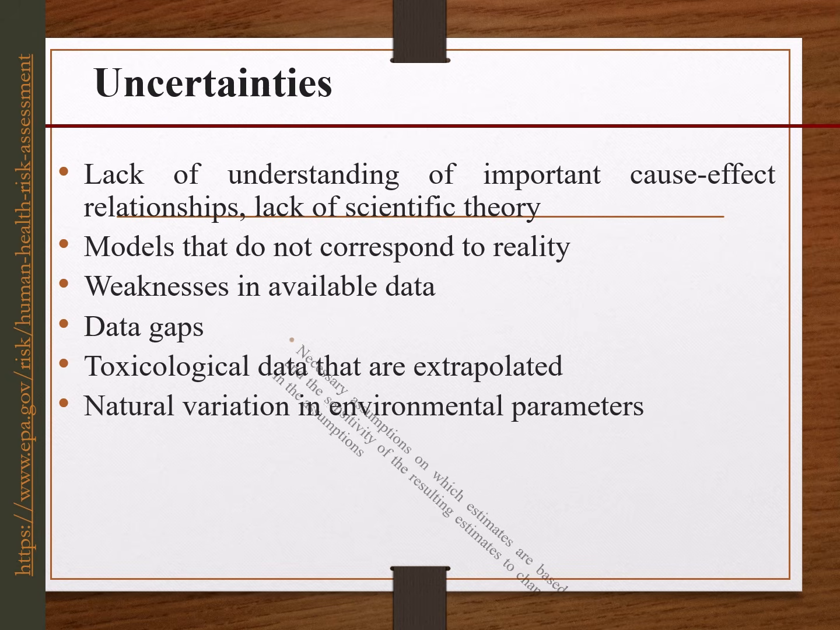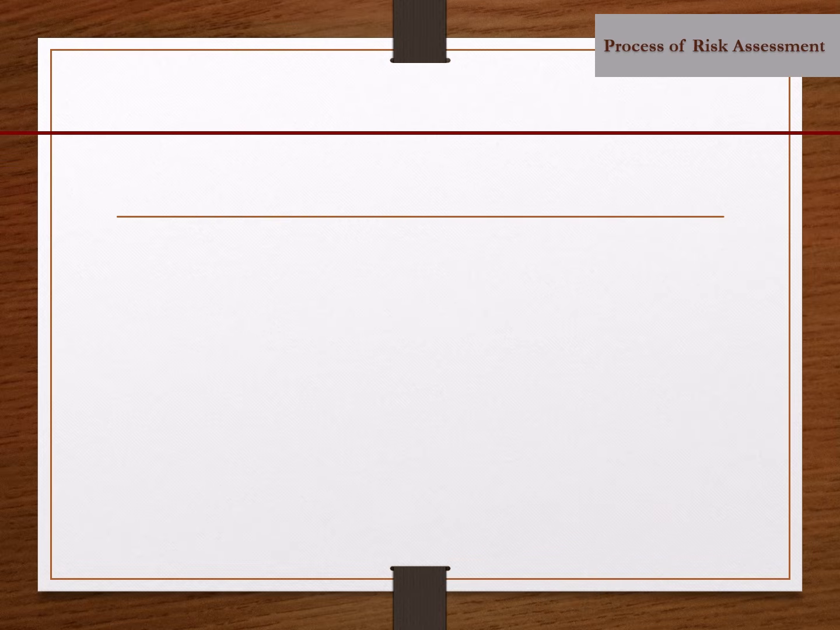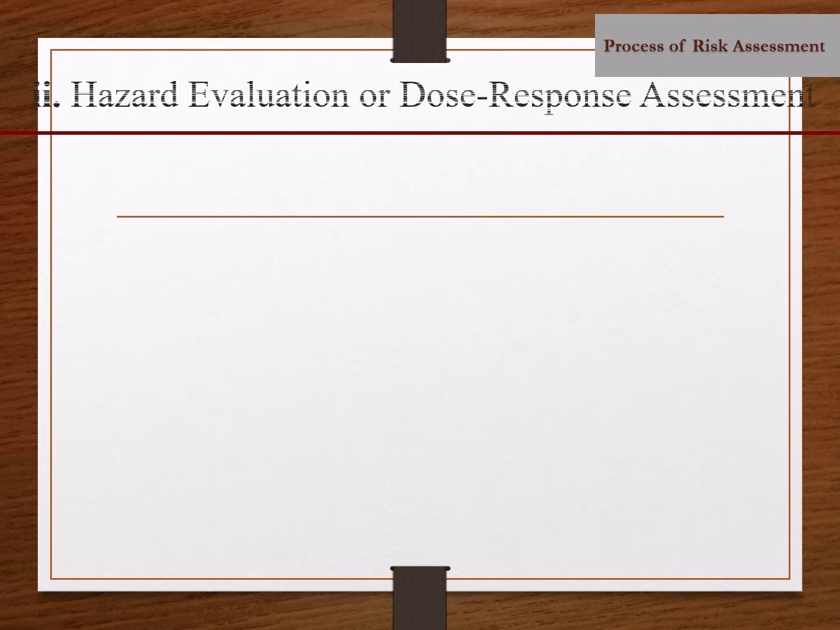Next step of the process of risk assessment is hazard evaluation or dose-response assessment. If the hazard identification process produces evidence of a hazard, then a hazard evaluation is performed. The purpose of this step is to calculate, if possible, the dose at which a harmful effect will occur.